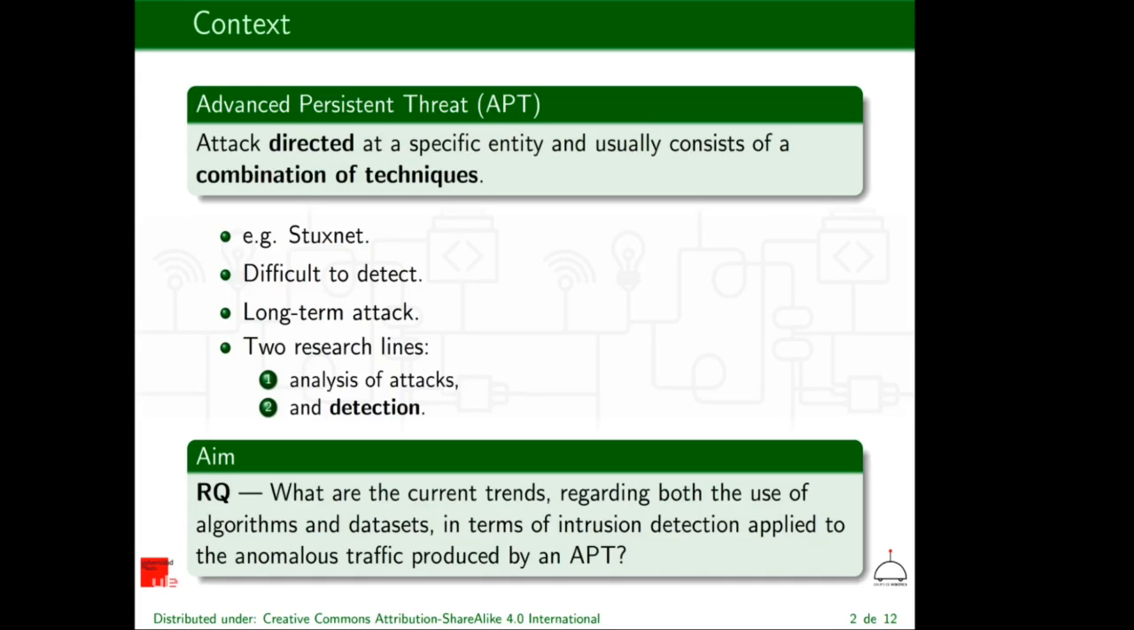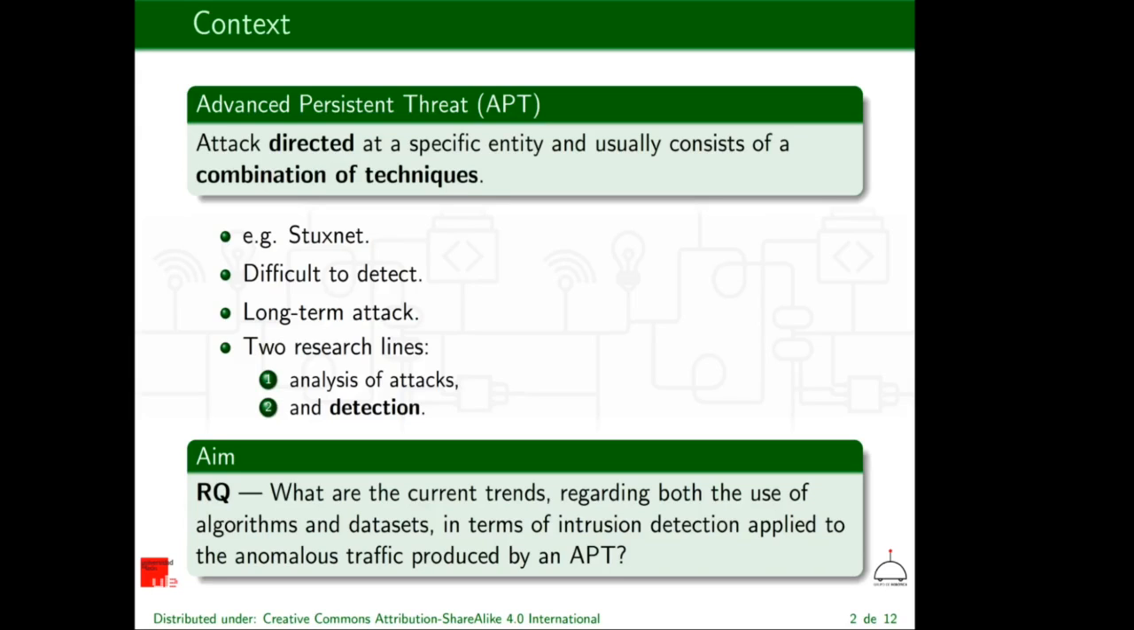We will start by defining the concept of Advanced Persistent Threat, APT. An APT is an attack directed to a specific entity and usually consists of a combination of processes and techniques such as port scanning, malware distribution, network lateral movements, privilege escalation, zero-day attacks, and social engineering.